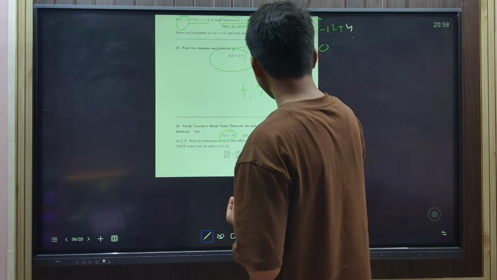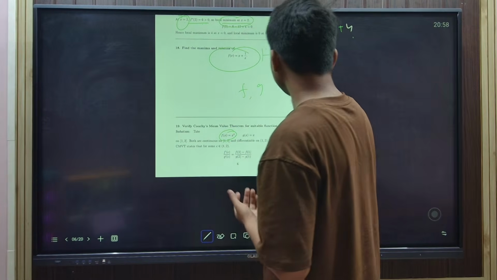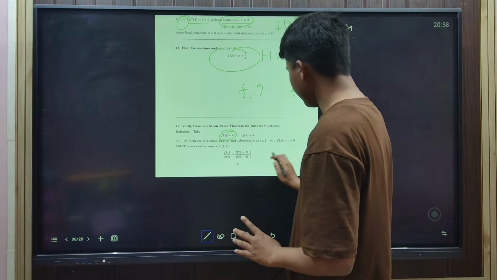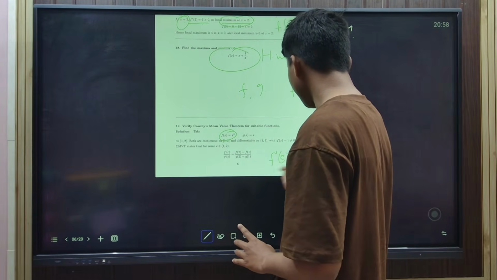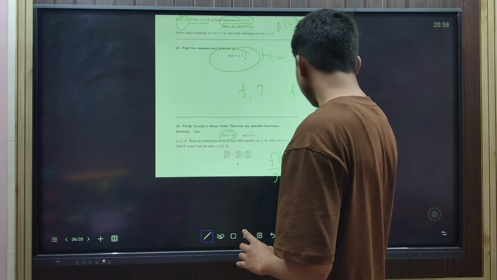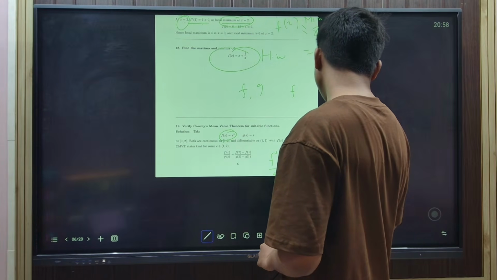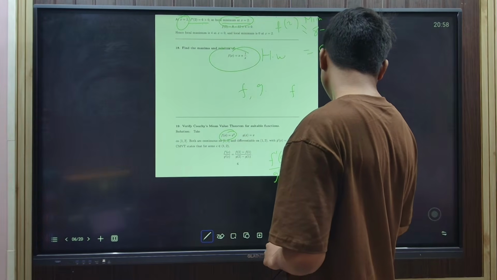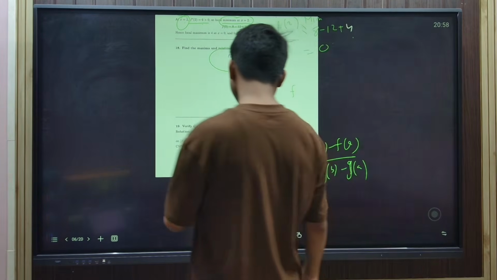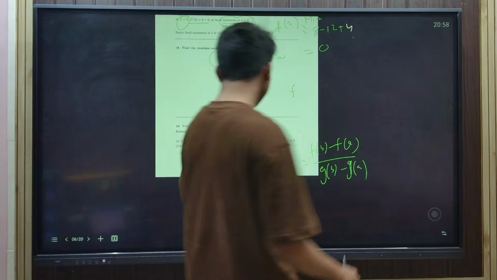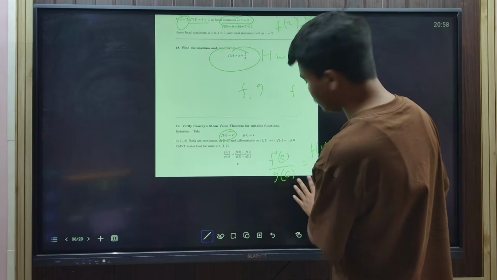For one function we had f dash c. For the Cauchy mean value theorem, we have already studied that f dash c divided by g dash c, if there are two functions, is exactly equal to f b minus f a divided by g b minus g a, right? Same statement: f and g both are continuous and both are differentiable on the given interval. This is called the Cauchy mean value theorem, right?